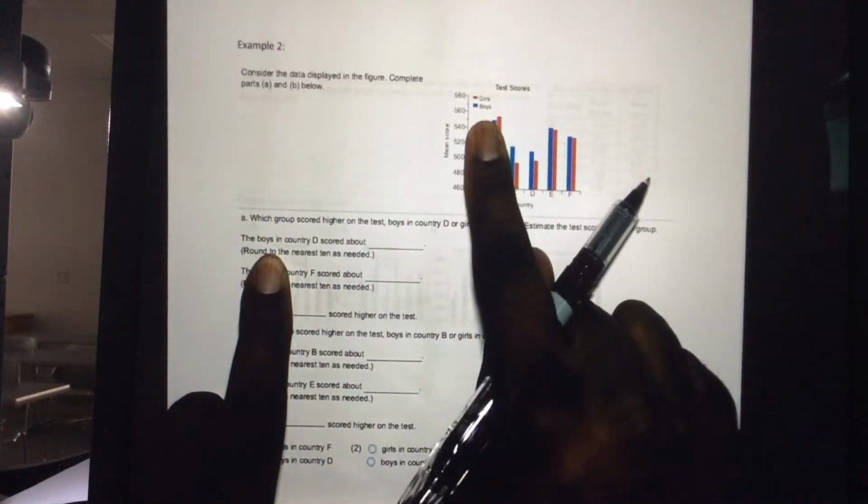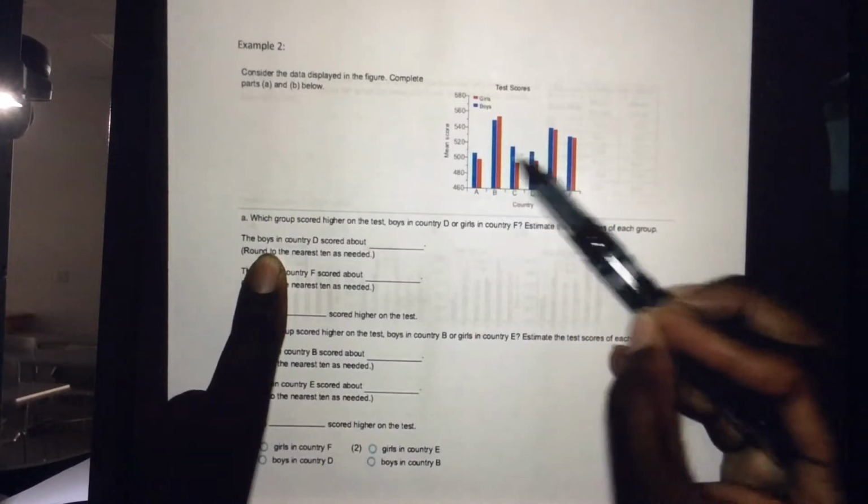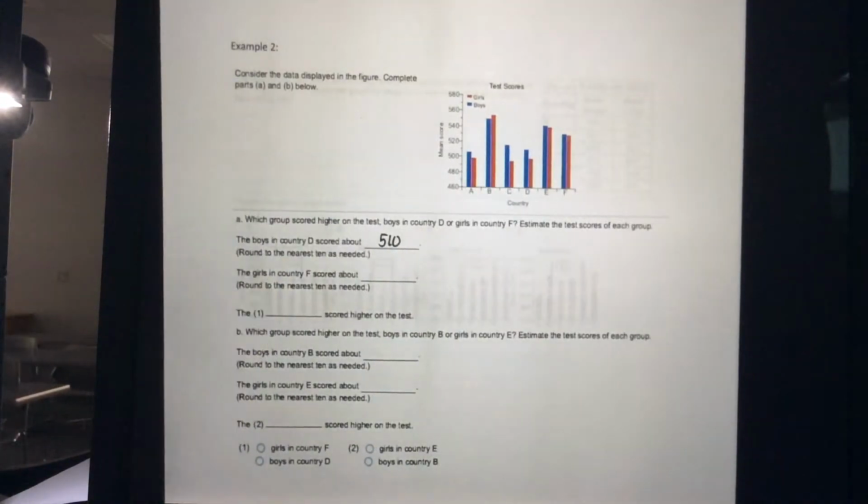Let's start off with the boys in country D. Now, here's the graph. The red is the girls and the blue is the boys. So starting with country D, the blue is going to be the boys, and that's going to be this bar right here for country D. If we read off to the left, this looks like that bar is between 500 and 520, which is about 510. So the boys in country D scored about 510.